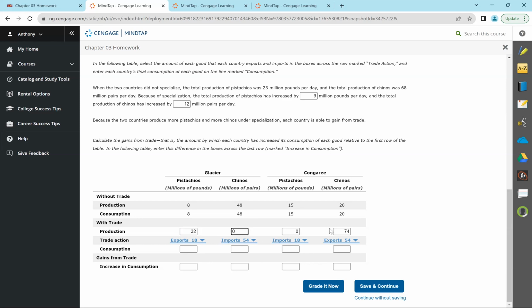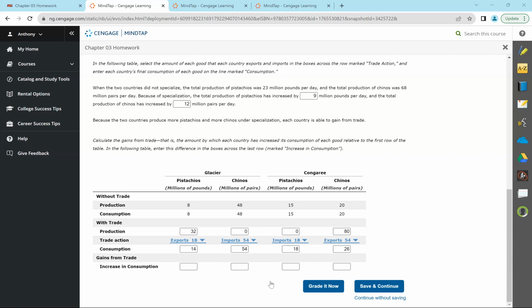32. This is 80. Sorry, I think these examples are weird. So the consumption, you subtract your 32 minus 18 is 14. Here it's the same number. Here it's the same number. And then 80 minus 54 is 26. This is 14. Consumption, where does that number come from?